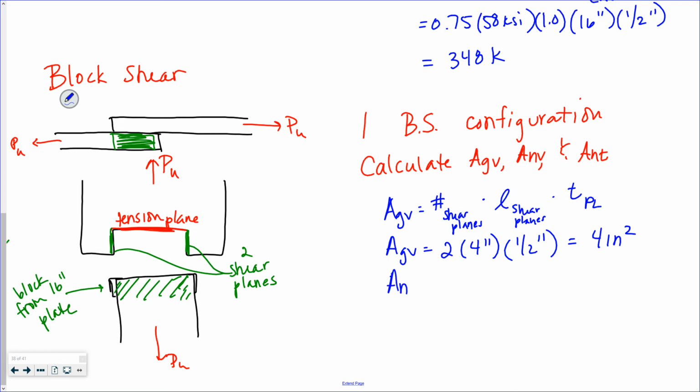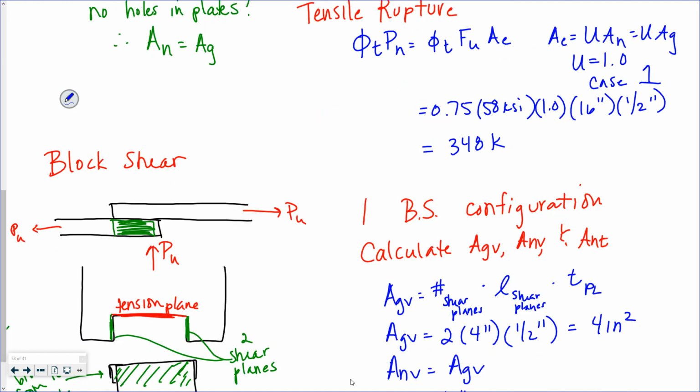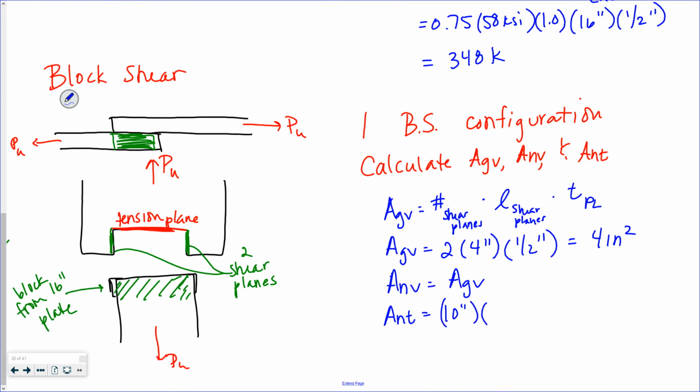My net shear is equal to my gross shear, because again, there are no holes, there's nothing to subtract out. My net tension is the width of the plate, so 10 inches, since that's the chunk it brings along with it, times the thickness of the plate beneath it, a half inch. So it's 5 square inches.